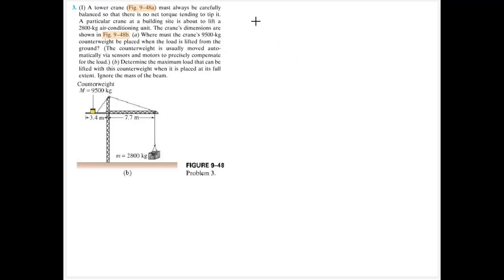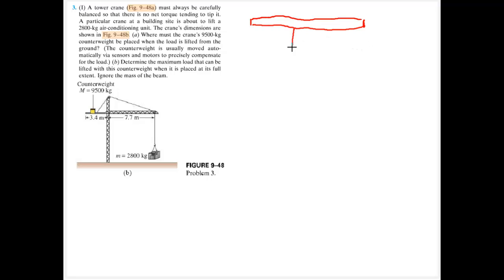So these are the lecture problems for Chapter 9. Take a second to read the problem. So here we have a crane that is lifting an object and it's got a counterweight. I'm drawing the upper cross beam of the crane here, and I'm going to draw the free body diagram for this guy.